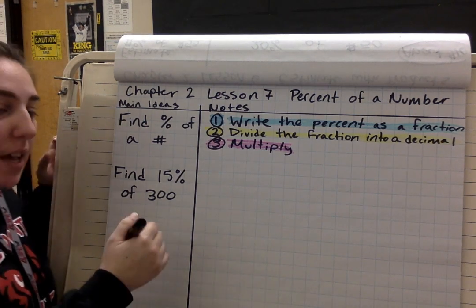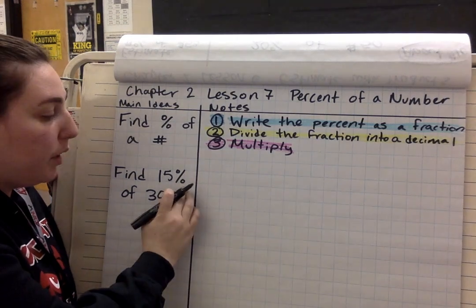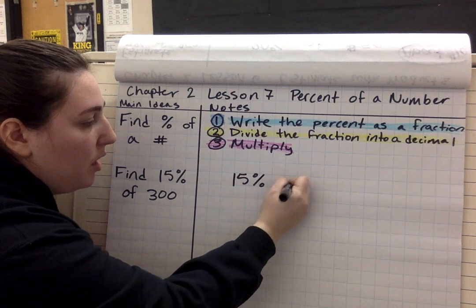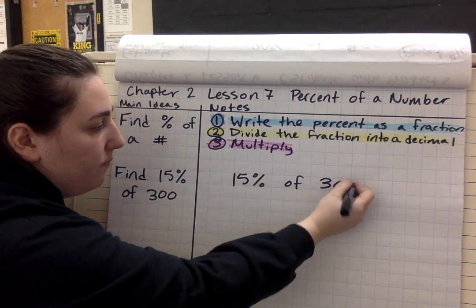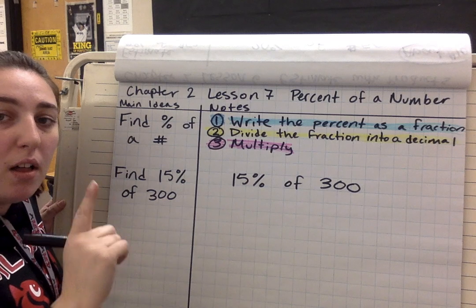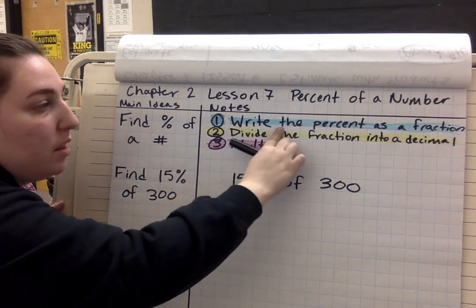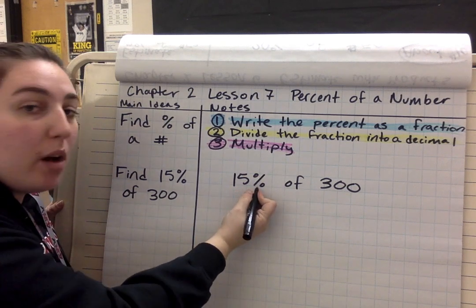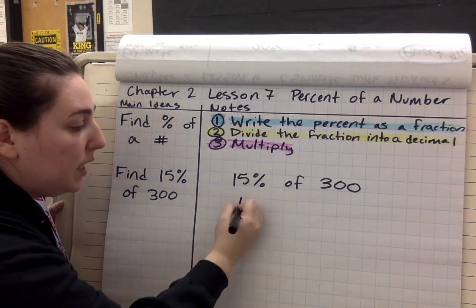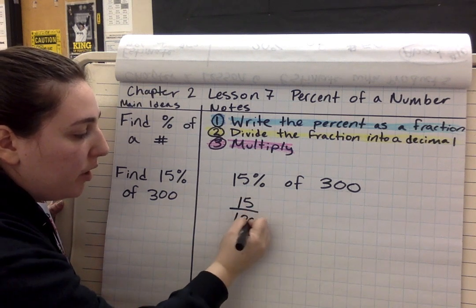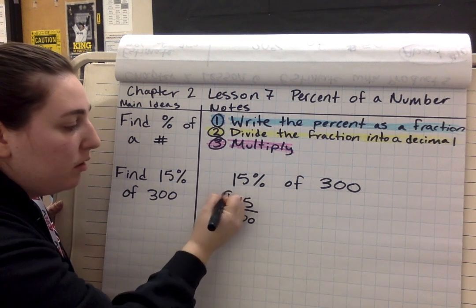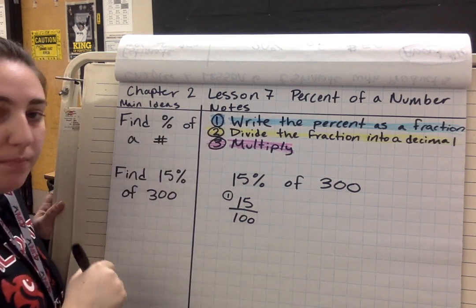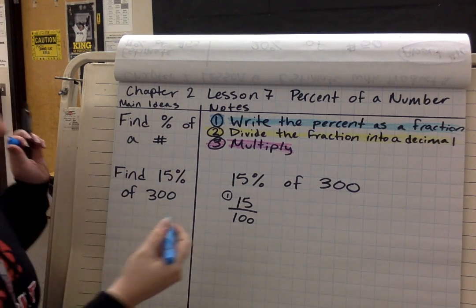So find 15% of 300. First, we're going to rewrite this problem over here. So 15% of 300. All right, and I'm going to follow my first step. My first step says to write the percent as a fraction. So step 1, percent means out of 100. So I'm going to write 15 out of 100. And this is step 1. So I'm just going to put a 1 over here so we know this is step 1, matching with the blue. Color code this.